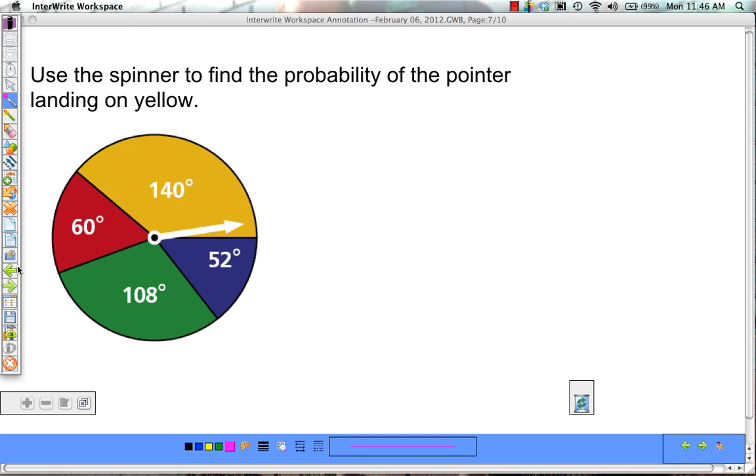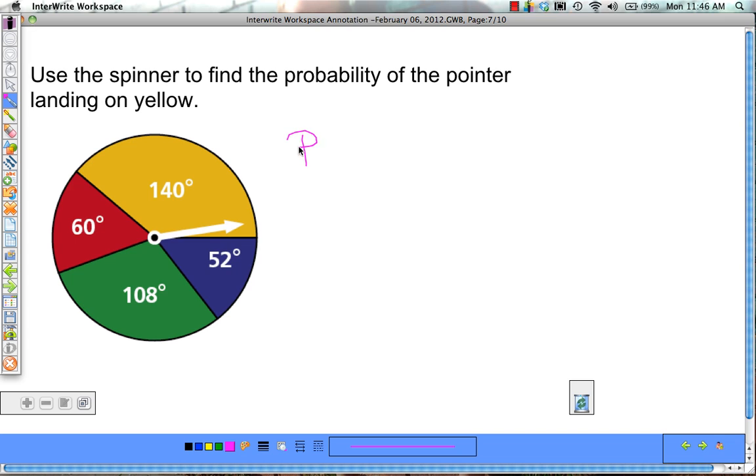Let's look at a circle with angle measures. Spinners are very common with circles, so let's use the spinner to find the probability of the pointer landing on yellow. So here's the yellow, and the probability would be 140 degrees out of the total 360. And when we simplify this, the probability is 7 out of 18. It could be as simple as that.